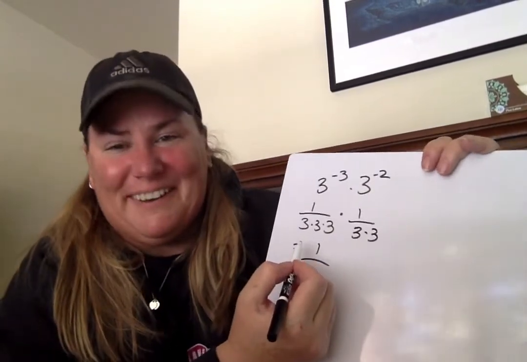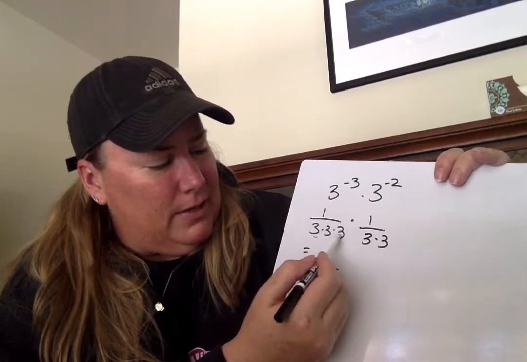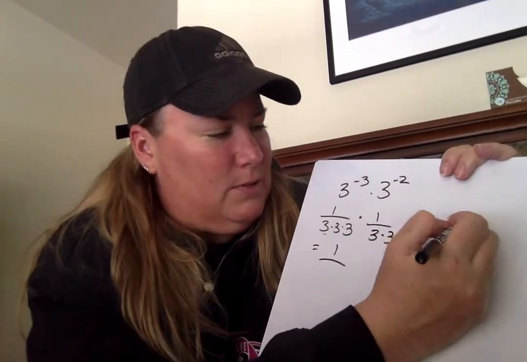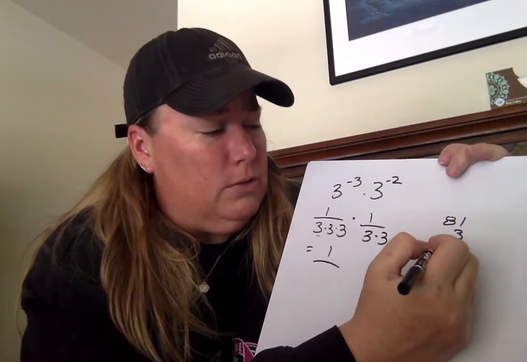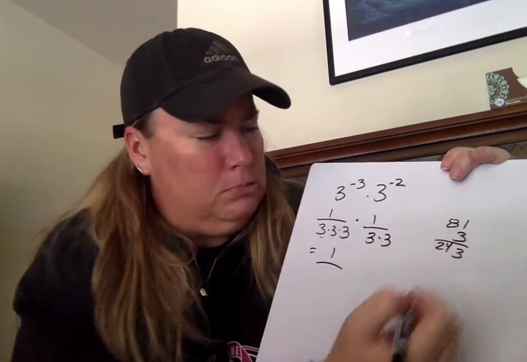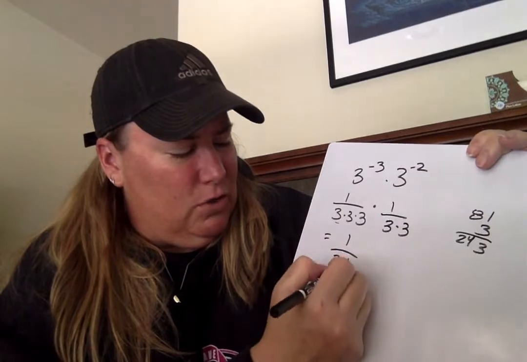Oh boy, I didn't bring my calculator. So there's 9. There's another group of 9. 81. So what's 81 times 3? 243. So it becomes 1 over 243.